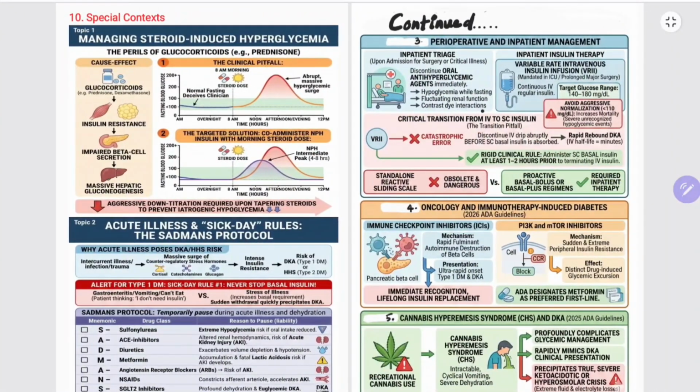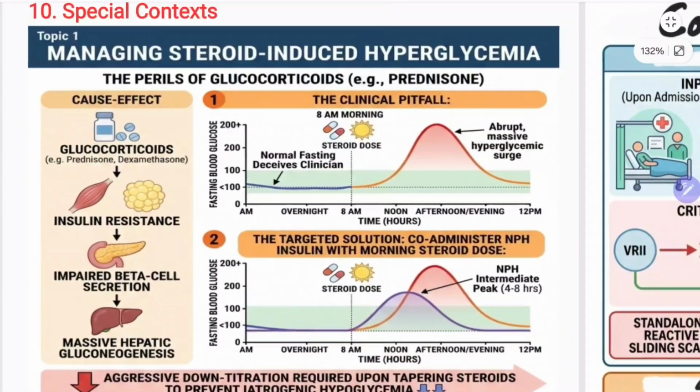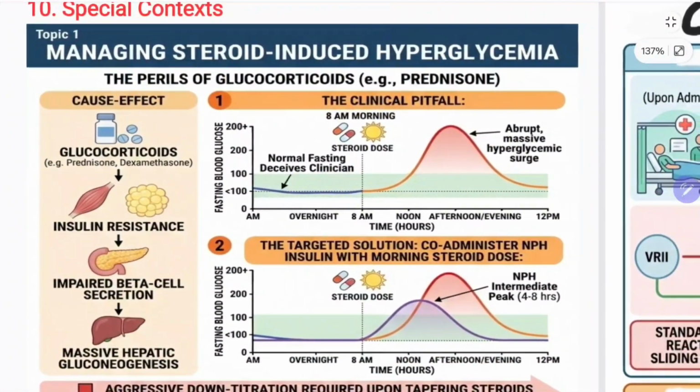Now, some special contexts in diabetes mellitus. Patients who are using steroids: as we all know, steroids cause hyperglycemia. They increase insulin resistance, they impair beta cell secretion, and they cause massive hepatic gluconeogenesis. And that's why steroid patients have an increased postprandial blood sugar level.